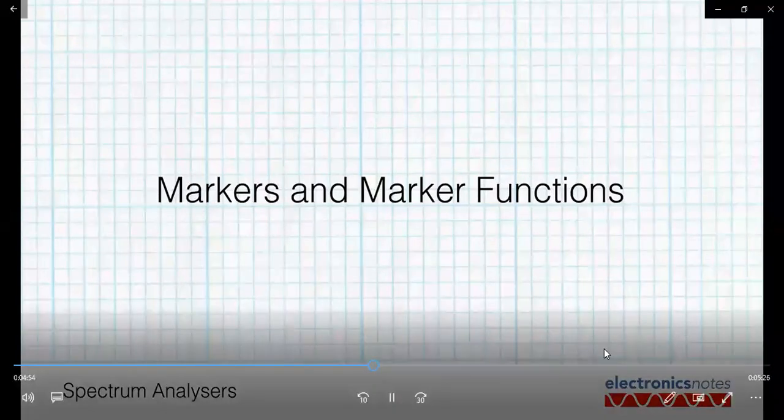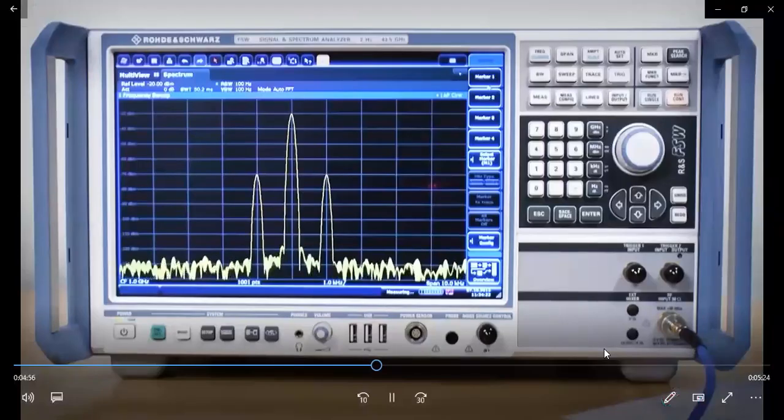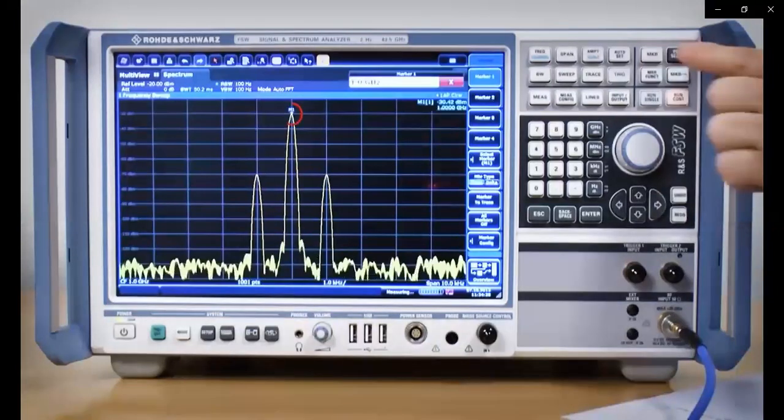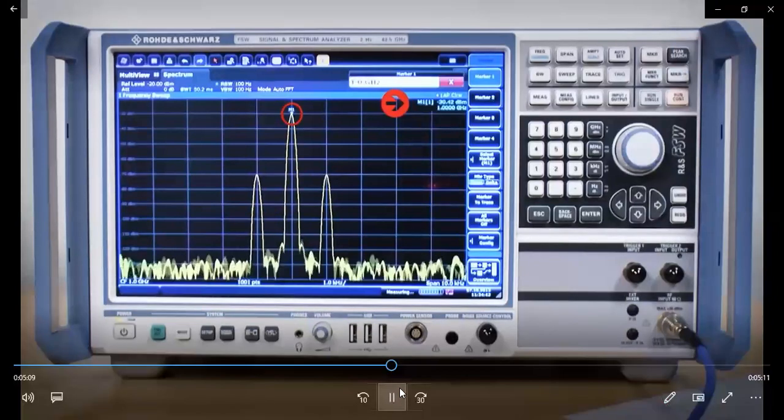A very useful capability of modern analyzers is the ability to add markers that show the parameters of a signal at a particular point on the screen. The most obvious one is a marker for the highest level signal. The marker shows the major parameters like frequency and level itself.